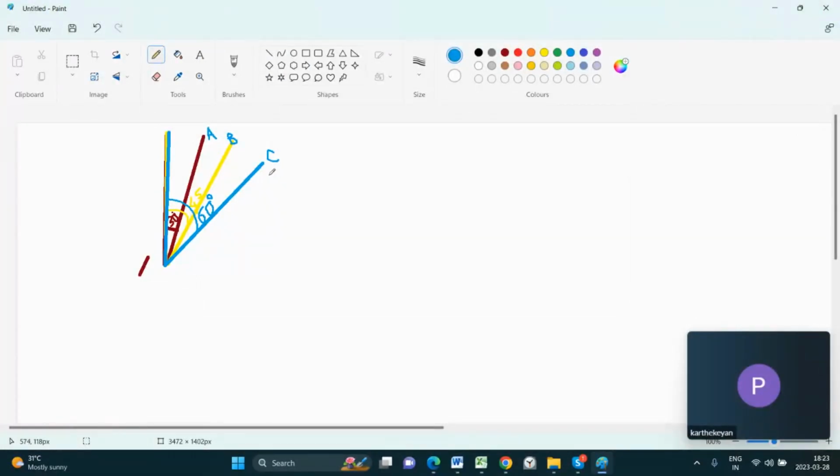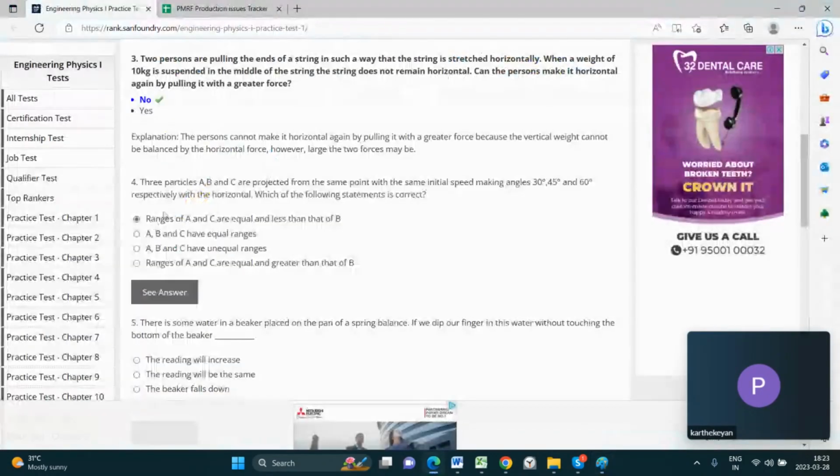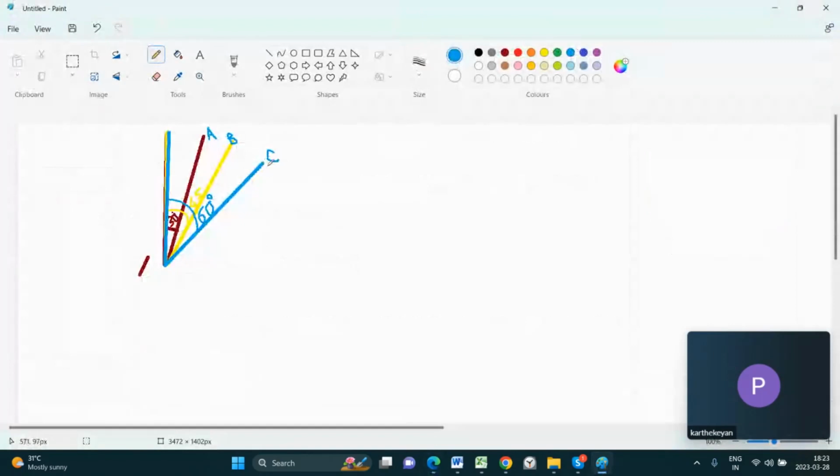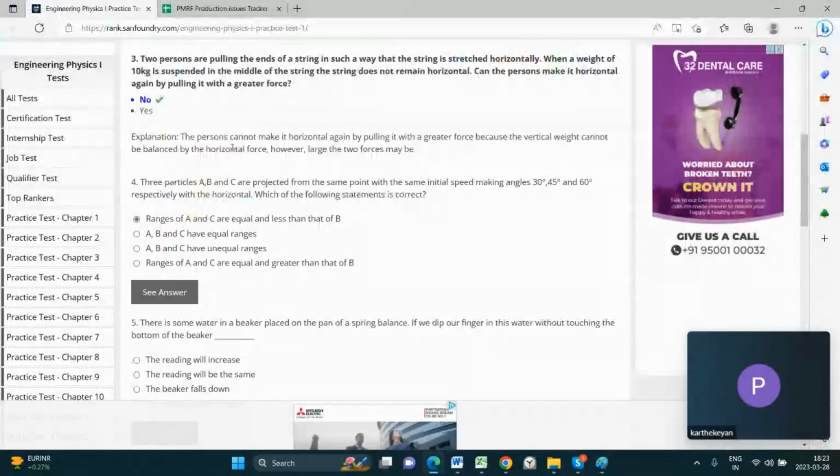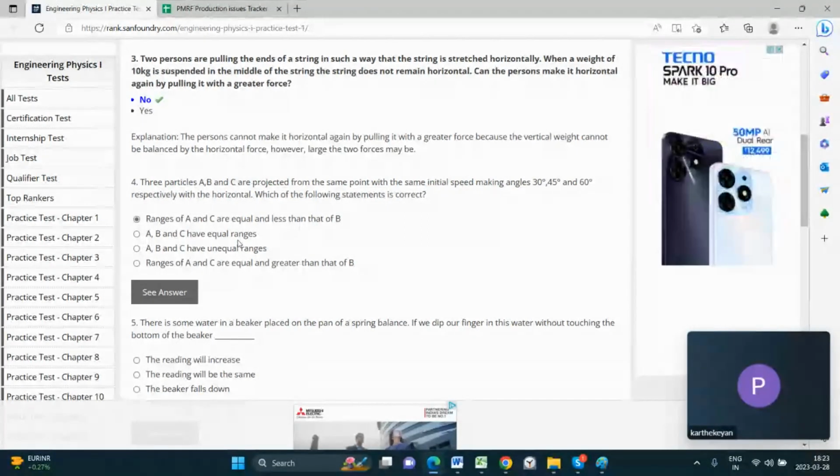A and C are equal and less than that of B. Is that range correct? A, B, and C have equal ranges. A, B, and C are unequal ranges. Here you are comparing range and speed, applying the concept between the speed which makes different angles on the same horizontal.